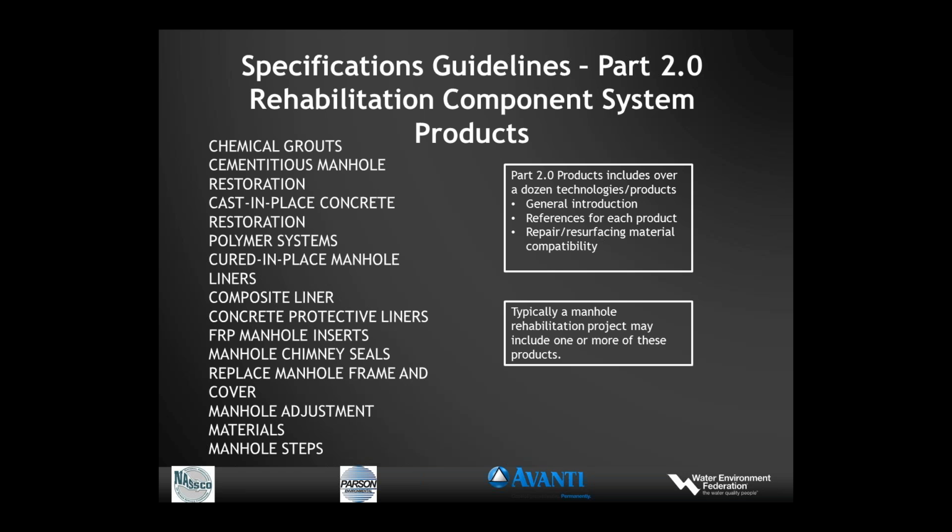Now, when writing a specification, remember, these are guidelines, so you would not necessarily write a specification with all these products in it. You might pick 1 or 2 of these products. So you would use the information pertaining specifically to those products to build your specification. Okay? So typically a manhole rehabilitation project, whether it's a combination of grouting and coating, build back, grouting and coating, it could be multiple technologies. They need to be specified, and you can basically get that information from these specification guidelines.